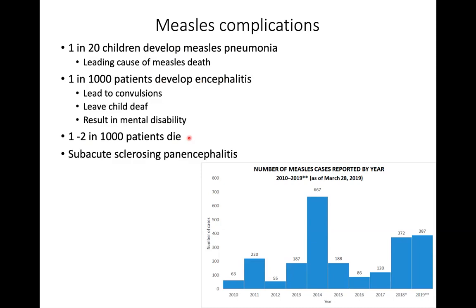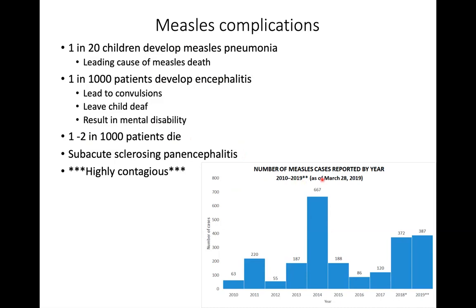And then, of course, there's the potential for subacute sclerosing panencephalitis. This usually occurs years after initial infection, but it is a fatal disease. There is no treatment and no cure for it. And again, measles is really, really highly contagious. It's the most contagious disease that we know of.